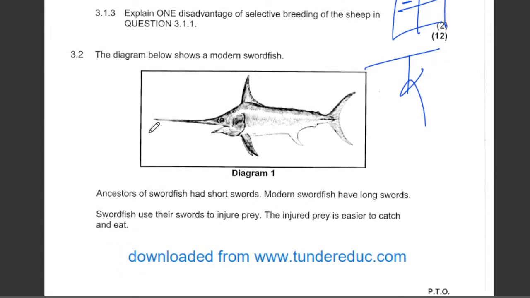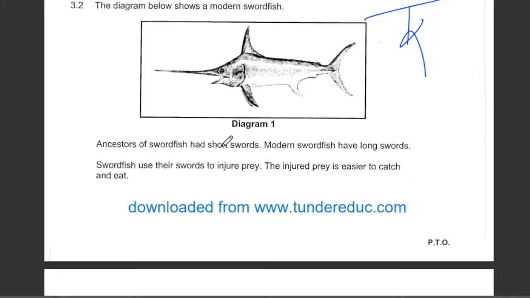Then when we go to question 3.2, the diagram below shows the modern swordfish. The ancestor of the modern swordfish had a short sword, while the modern swordfish have long swords. The swordfish use their swords to injure the prey. The injured prey is easier to catch and eat.